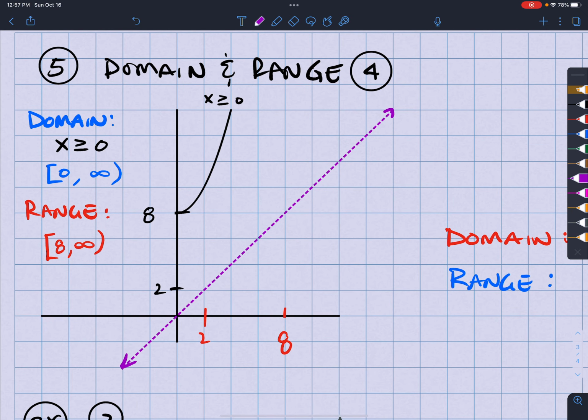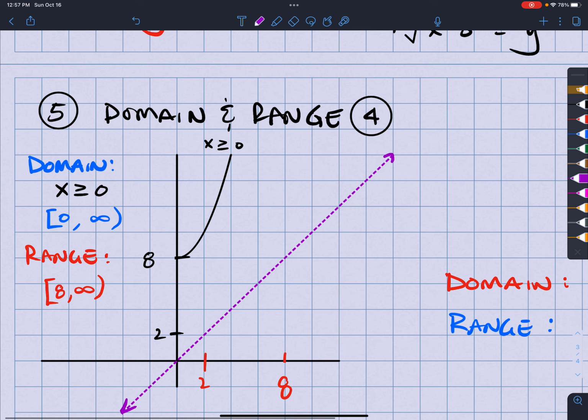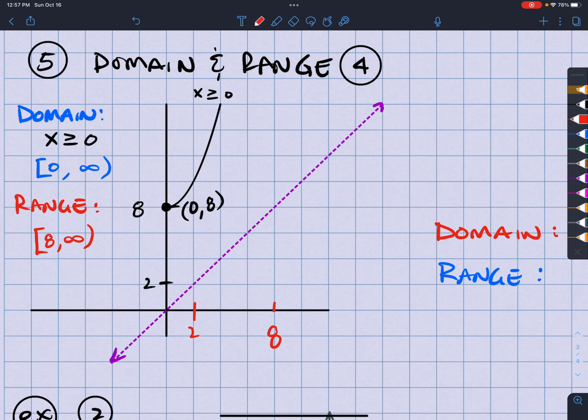And the other part of it is that we could just take points and switch the x and y. So let's take a couple of points here. So let's use this. This point right here is what? 0, 8. The inverse of that would be flipping the x and y. So it will now be 8, 0. Let's take this point right here.